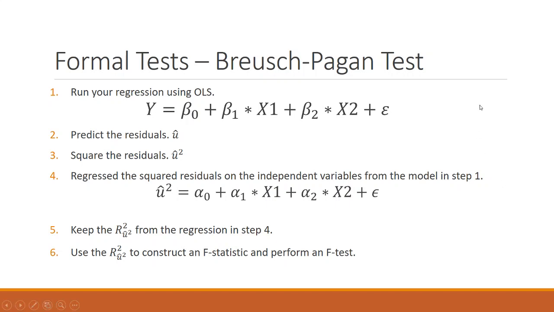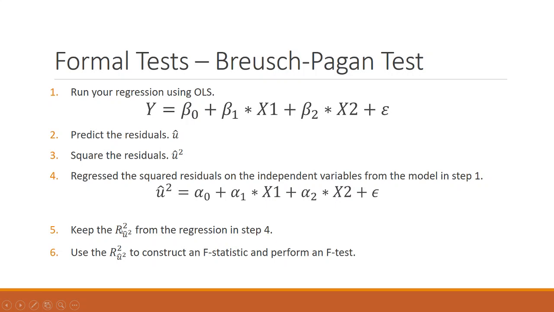So for the Breusch-Pagan test, what we do is we run our regression model using ordinary least squares. All right, so let's say this is our model. We've got x1 and x2. And then what we do is we predict the residuals. I'll show you how to do this. Okay. Then we square the residuals. Then we regress the squared residuals on the independent variables from the model in step 1. All right, so we regress the squared residuals on x1 and x2.